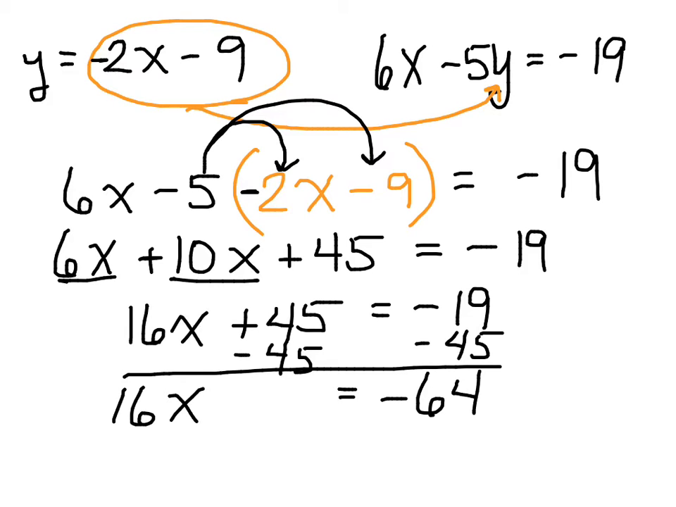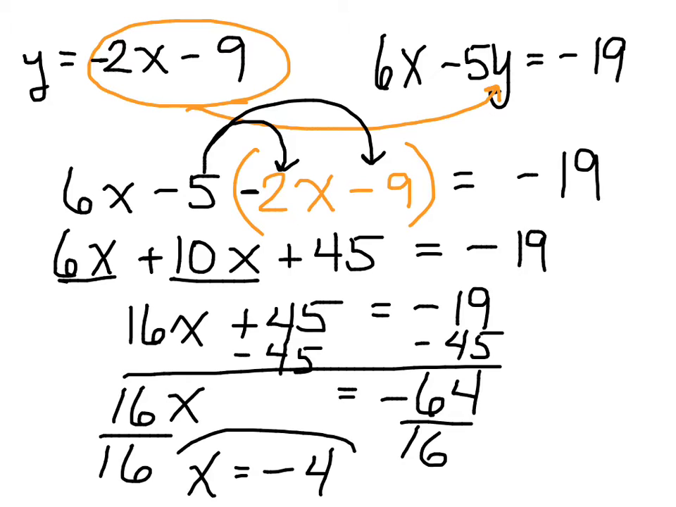Now what? Divide 16 into 64. Divide by 16. Yep. And x equals negative 4. Holy cow, that was a lot of work for that part, right? And you guys, that's only step 2.